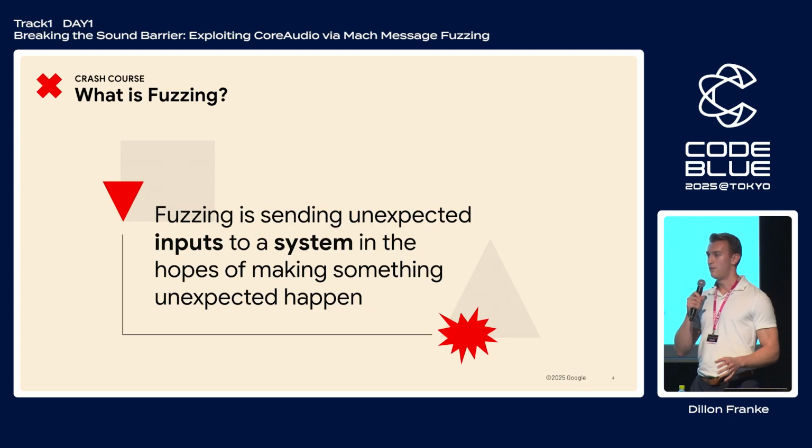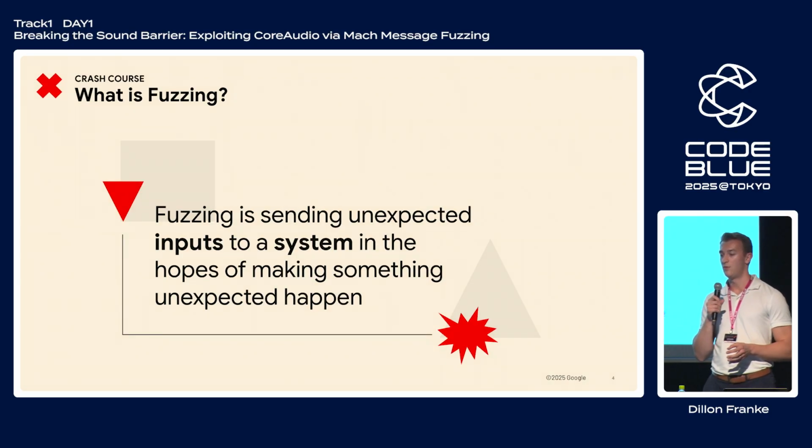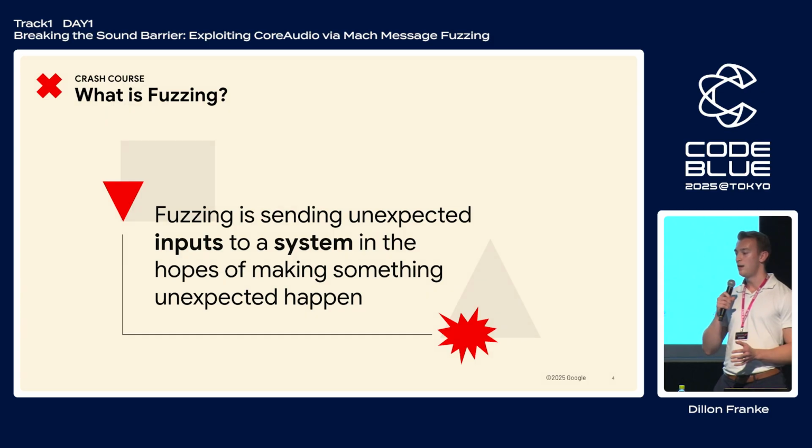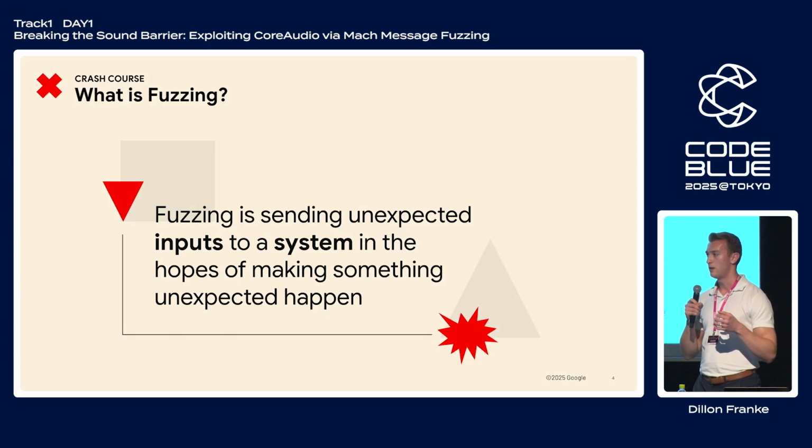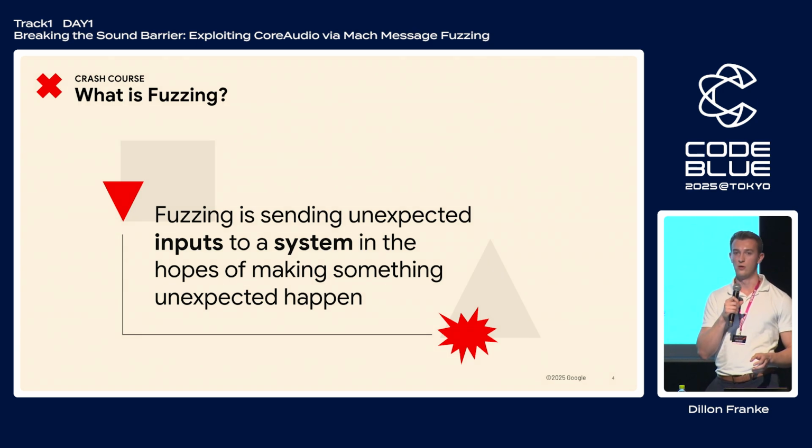So let's start at the very basics of fuzzing. What is it really? The definition I like to use is sending unexpected inputs to a system in the hopes of simply making something unexpected happen. And that can be a crash, that can be some sort of log being triggered. It really depends on what you're trying to do. Most of the time when we're looking at C and C++, we care about a crash because it might be exploitable via memory corruption.